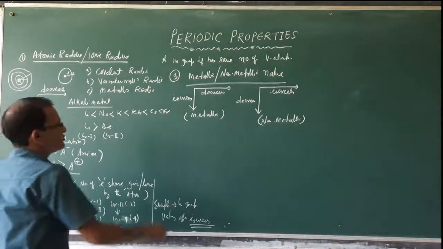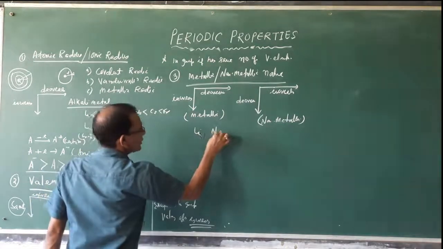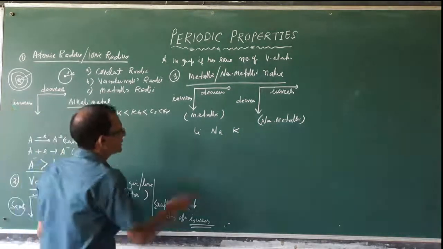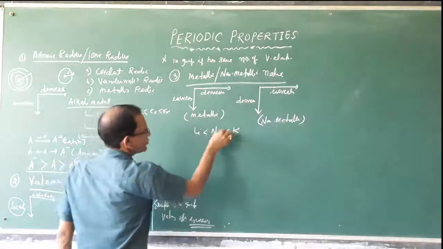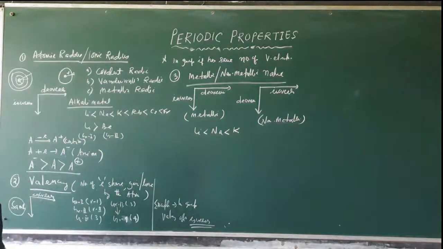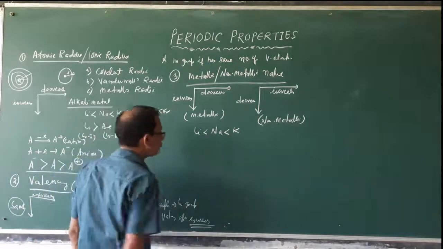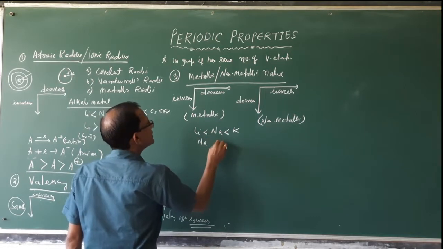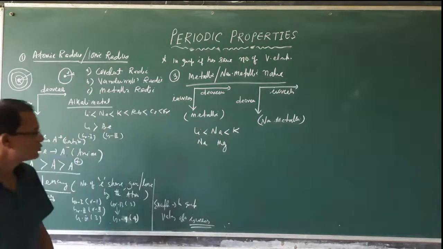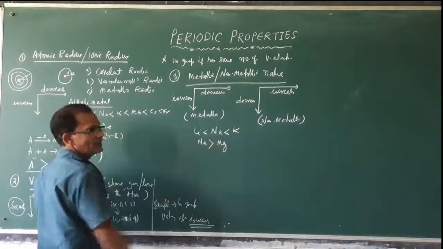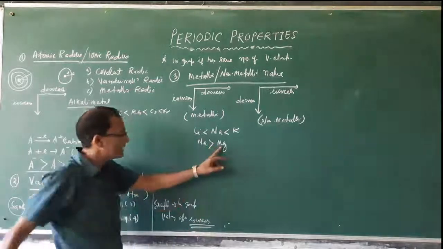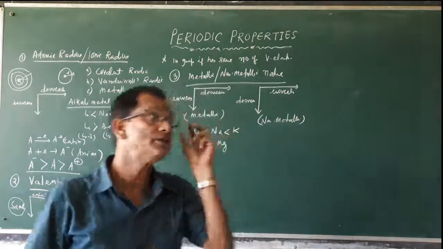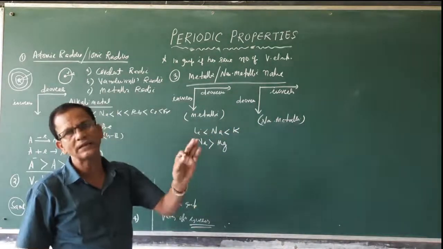For example, lithium, sodium, potassium are group 1 metals. If you see metallic character, lithium is least compared to sodium, compared to potassium, like this. Between two groups, suppose compare sodium and magnesium. If you see, sodium is more reactive than magnesium. That means magnesium is less metallic than sodium. If a metal is more reactive, metallic character is more.